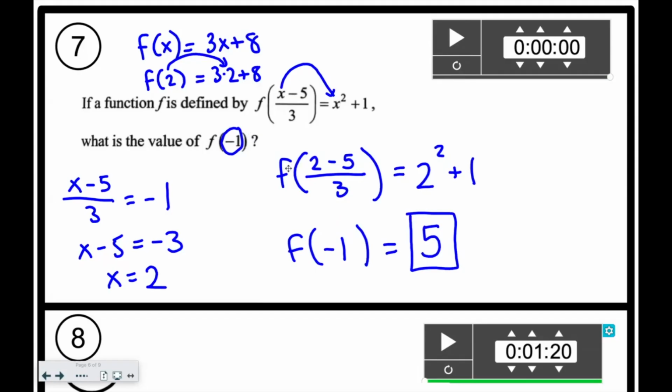But the thing is, in an easy function problem, if you want f of 2, you just make x 2. But here, if we want f of -1, we don't make x -1. We have to figure out what to make x so that this expression becomes -1. So it's a much harder version of a function problem. Okay, questions on that?